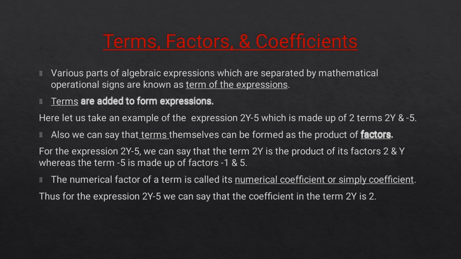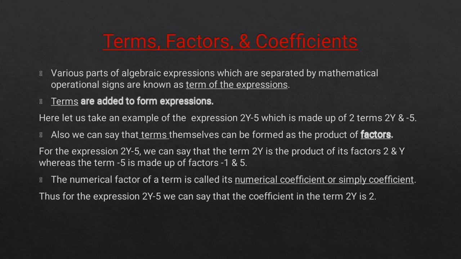Further, let us learn about terms, factors, and coefficients. Various parts of algebraic expressions which are separated by mathematical operational signs are known as terms of expressions. In simple words, we can say that terms are added to form expressions, and thus let us take the following example of 2y minus 5 in which terms 2y and minus 5 are added to form the expression.